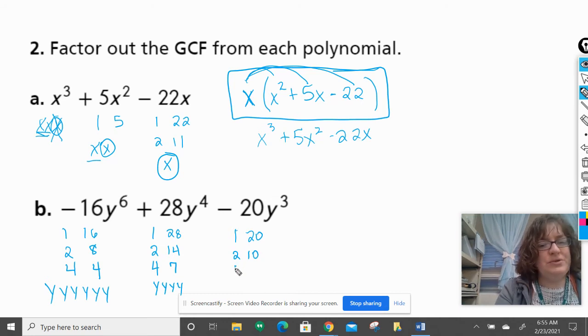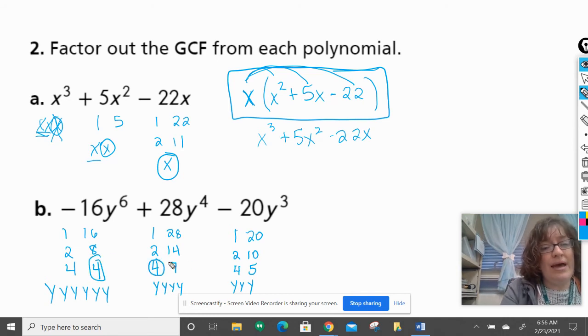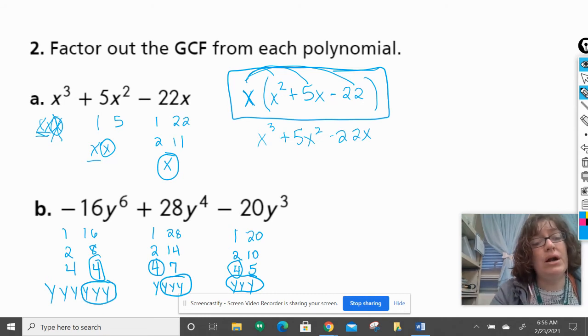3 is not a factor of 20, but 4 and 5 are, and then I'd have y times y times y. So again, I'm looking for what they have in common. Number-wise, starting with 16, I don't see that. I don't see 8 on the list, but I do see 4 on every one of my lists. So we'll say 4, and then I go to the y's. I see 3 y's here. I can circle 3 y's here and 3 y's here. So that looks to be part of my greatest common factor.